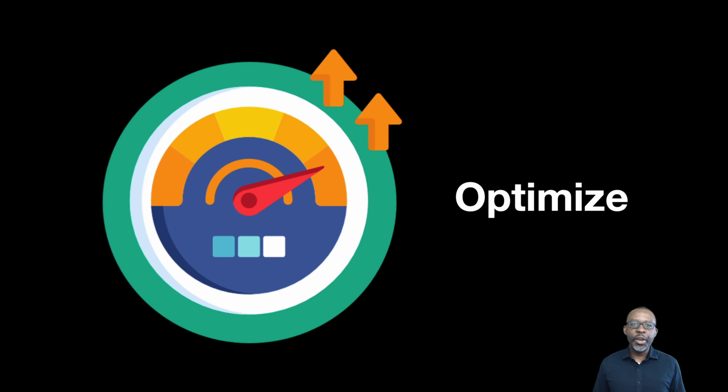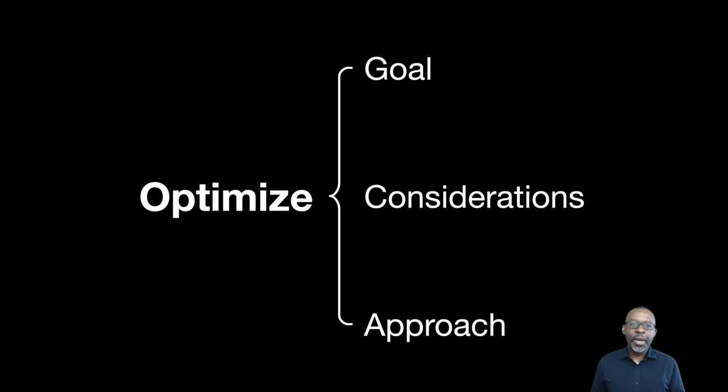In this section, we're going to explore the optimize phase. We're going to start by taking a look at some of the goals. In other words, what are the objectives of this phase? We're going to look at some considerations. What are the things that we can do in order to increase our chances of success? And finally, we're going to take a look at some concrete steps that can enable us to get there with an optimized solution that truly benefits from cloud-native capabilities.